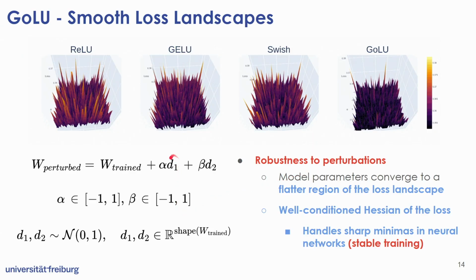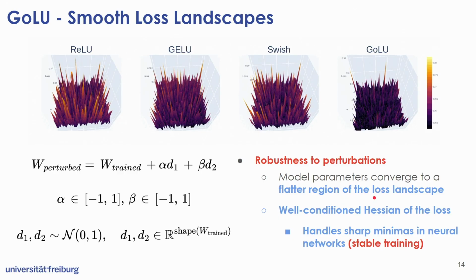So what we do is that we sample 2 different directions of the same shape as the trained weights, and in a grid of alpha and beta linearly separated, we run inference through the test set of the CIFAR-10 dataset, and we just get the loss from the perturbed weights. And this directly implies that the networks that are trained with GoLU are more robust to perturbations. This is because we achieve a flatter region of the loss landscape.